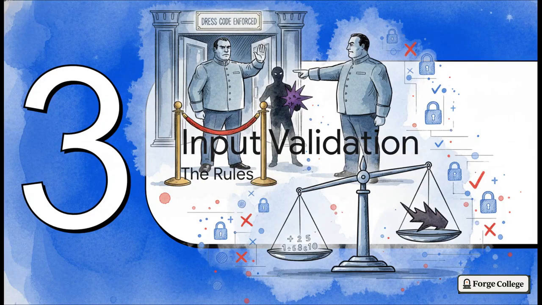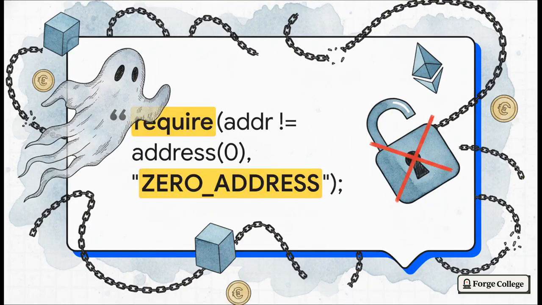But access control is really just half the battle. Let's look at section 3, input validation, essentially enforcing the rules. Because sometimes the VIP gets in, but they try to bring something terrible inside. These guards enforce the dress code of the contract by checking the actual data you're passing in.